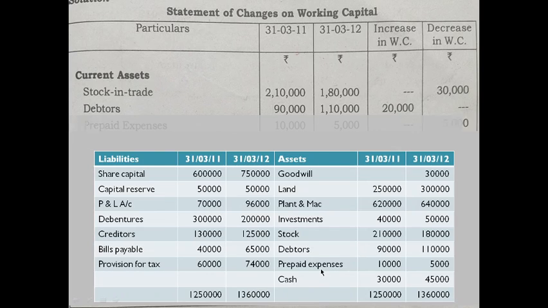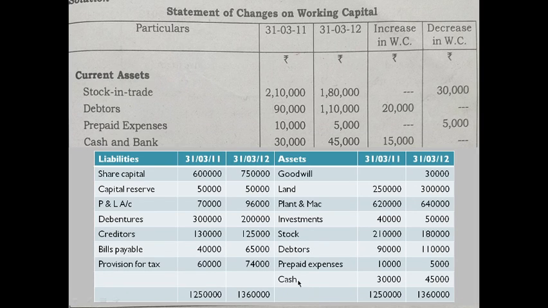Next item is prepaid expenses. It is a current asset. In the opening it was 10,000. In the closing it was 5,000. So there was a decrease in the value of the current assets, so it is considered as a decrease in working capital. So you have to record the term accordingly.